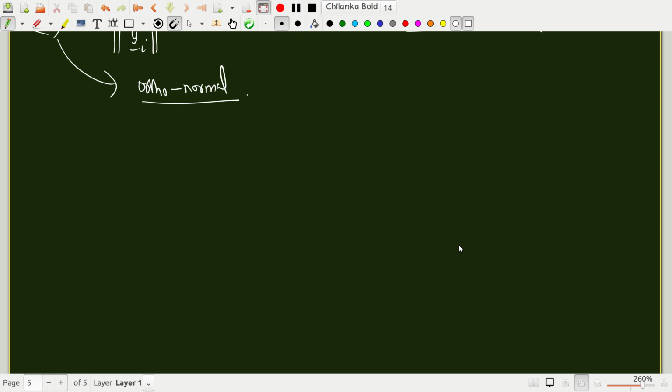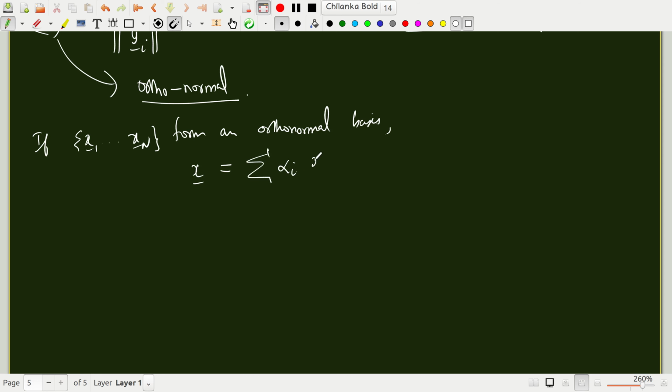Okay, right? So if x1 so on up to xn form an orthonormal basis, then you can expand any vector x in terms of this basis, i going from 1 to n. That's the dimension of the space. Now how will you find the coefficients alpha i?